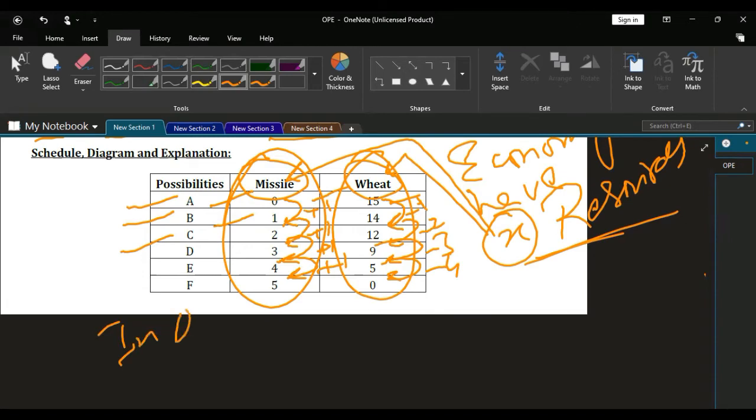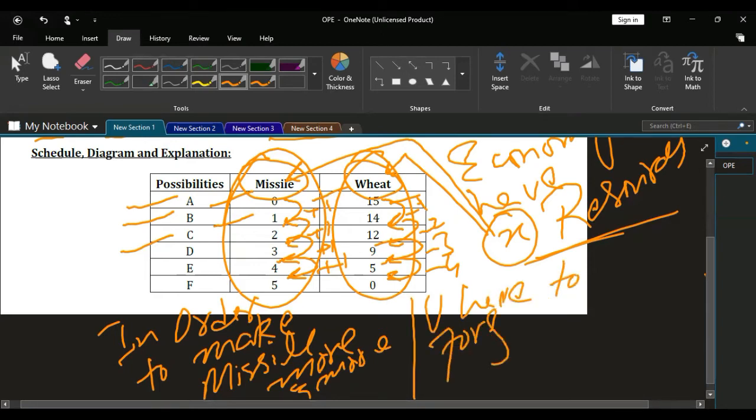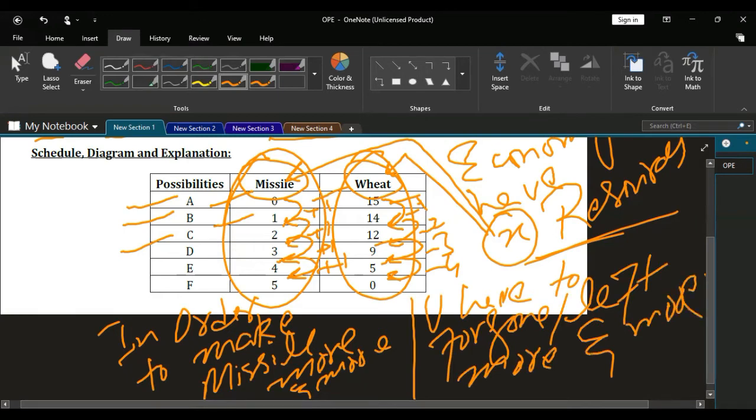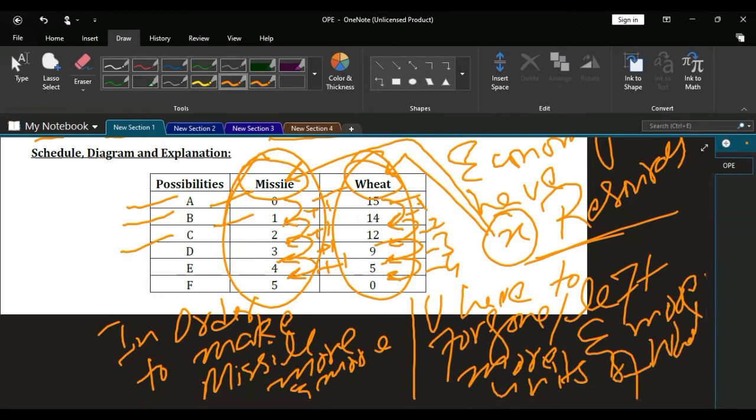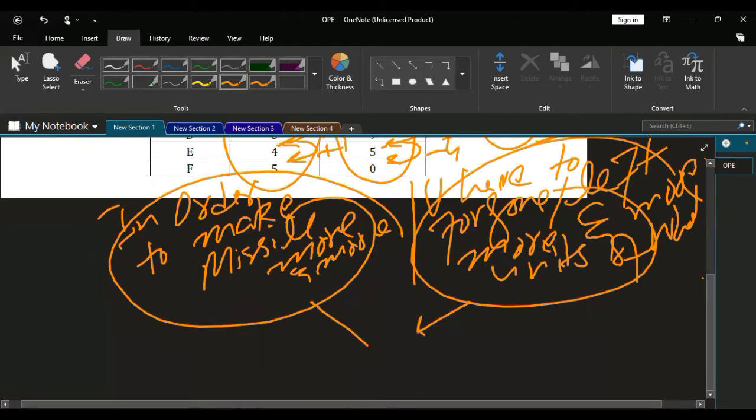In order to make more and more missiles, you have to forego or give up more and more units of wheat. This is the concept of opportunity cost.